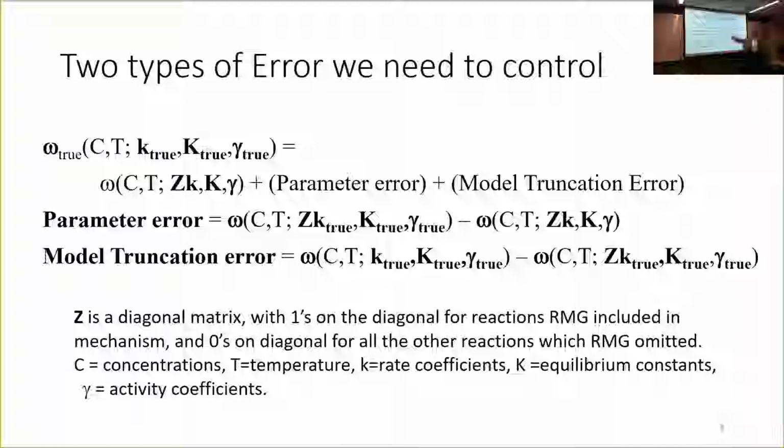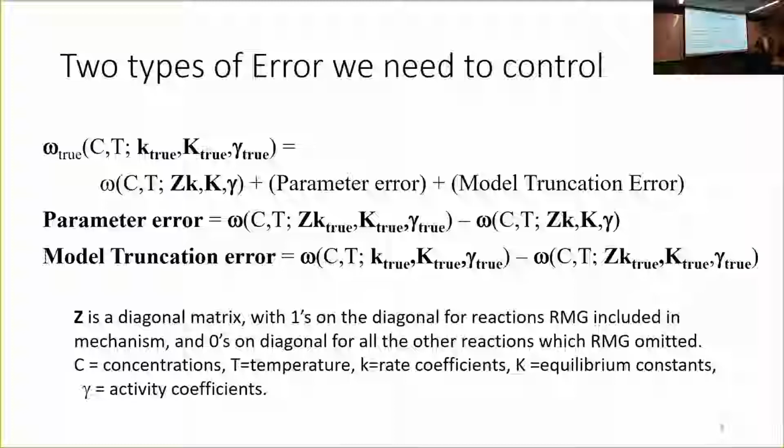But there's another part, is because we might have actually forgotten some of the species or some of the reactions. So our model that we write down does not include all the chemical reactions that are really happening. So I'm going to call that error the model truncation error. And that's just due to the fact that the true model has all of the species in it, but our model does not. And in this way of writing it, this is represented by this matrix Z, and Z is a diagonal matrix, and it has 1s in the diagonal for all the reactions that RMG included, and 0s in the diagonal for all the other reactions in the universe.